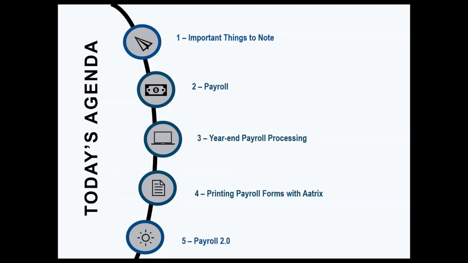All right, some things that we're going to cover here. Again, I'm going to reiterate a few things that I may have already talked about in the first session. I think I'm seeing a couple of new names, so I do not want to completely gloss over everything. We're going to talk about payroll. We're going to talk about what to do and what goes on during year-end processing. I'm going to spend a little bit of time talking about Atrix and printing forms, and then I am going to give you all a sneak preview of Payroll 2.0.